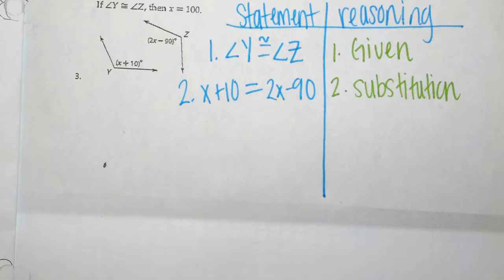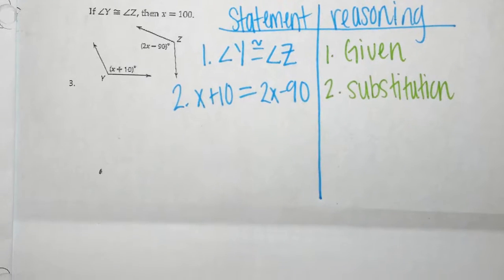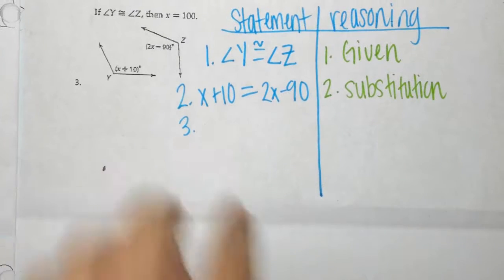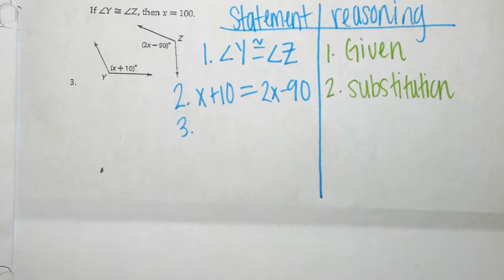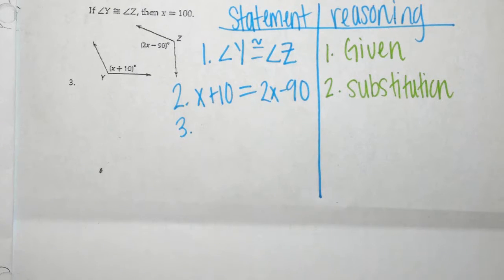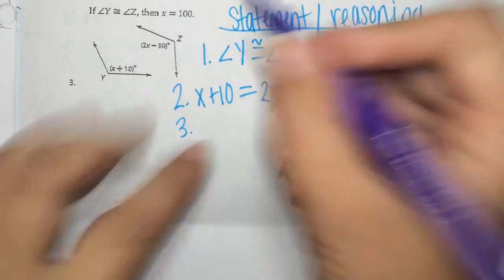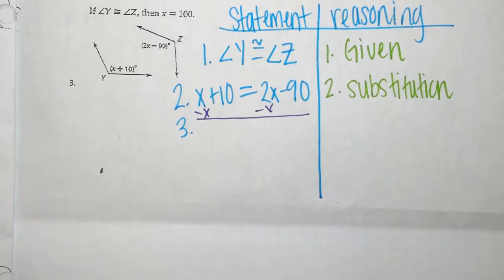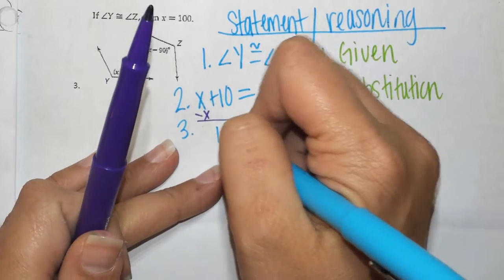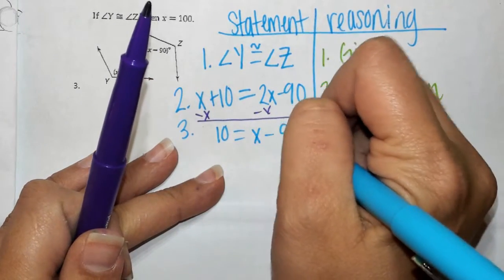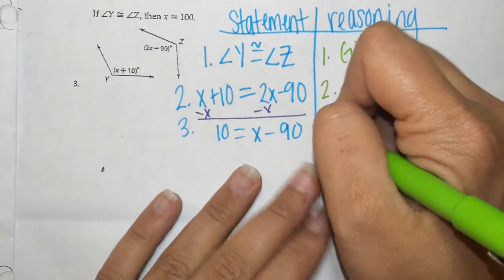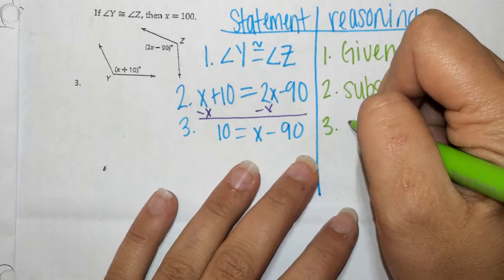What was the next step you did? Can anybody raise their hand and tell me the next step they did between 2 and 3? All right, Curtis. I subtracted 1x. You subtracted x from both sides? Okay. Do we agree or disagree? Agree. Okay. So that would give you 10 equals x minus 90. And what reasoning is that? Subtraction.